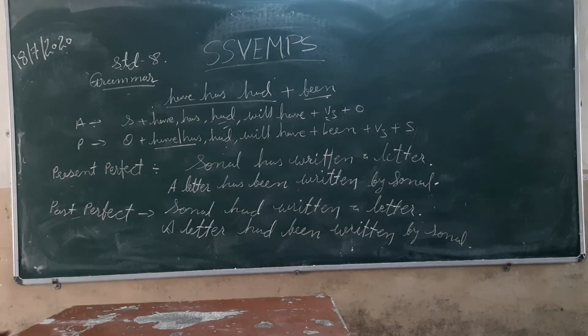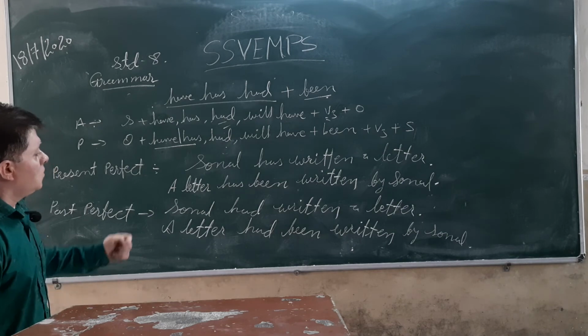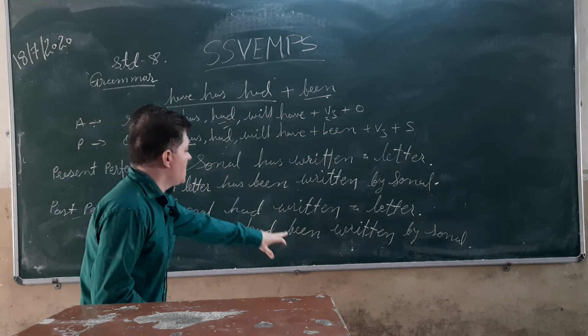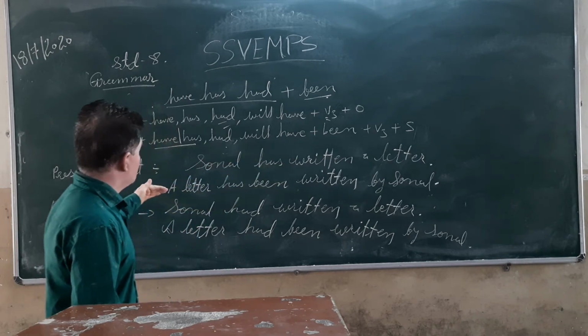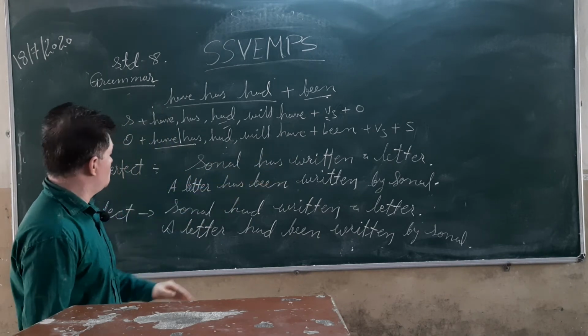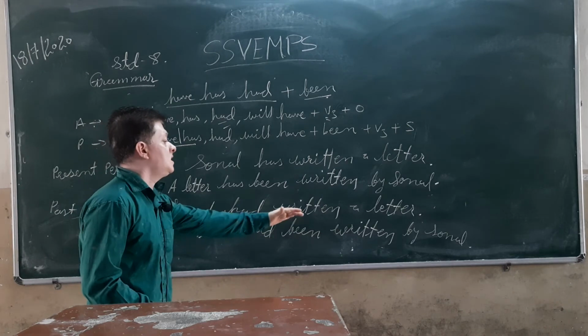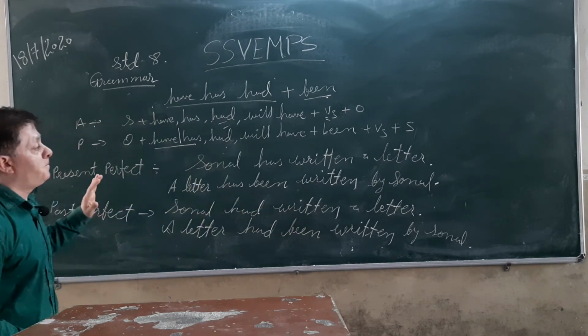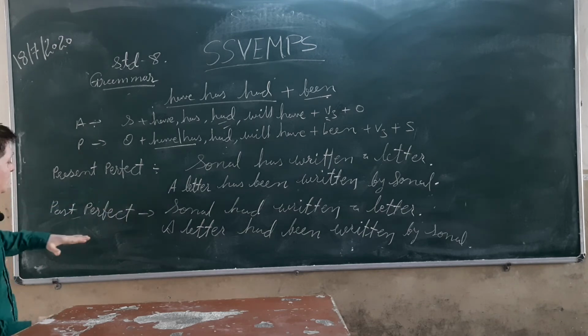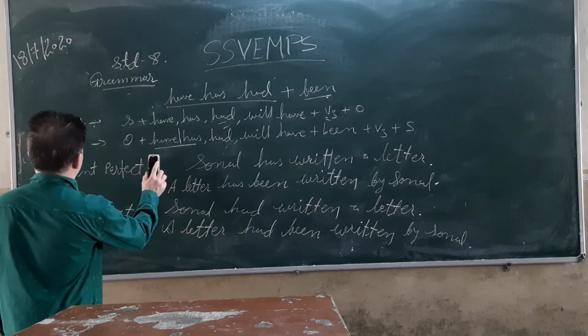Now in this way, dear students, we have to use been as a form of to be. Sonal has written a letter. A letter has been written by Sonal. Sonal had written a letter. A letter had been written by Sonal. This is present perfect tense and this is past perfect tense, declarative sentence.